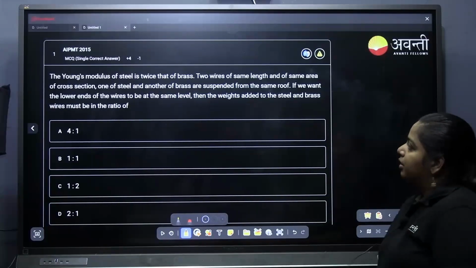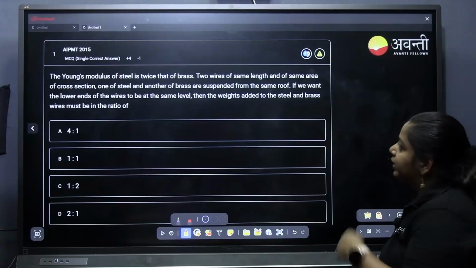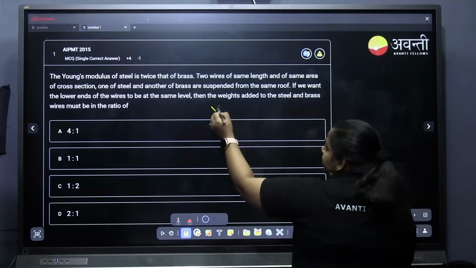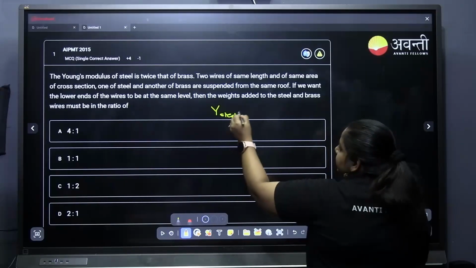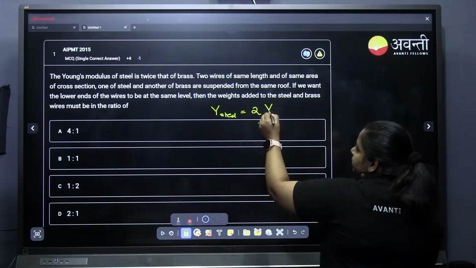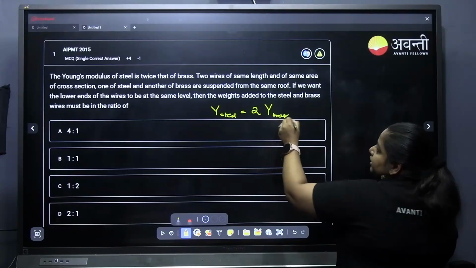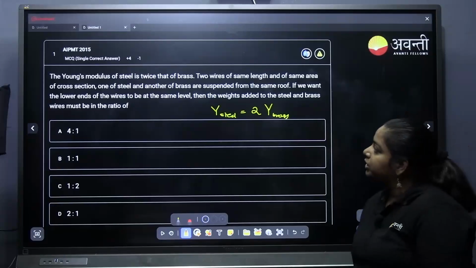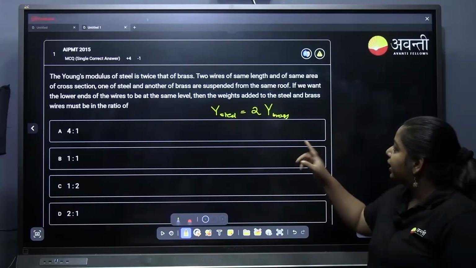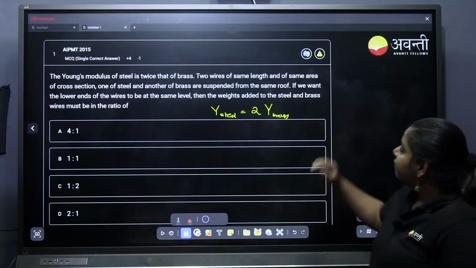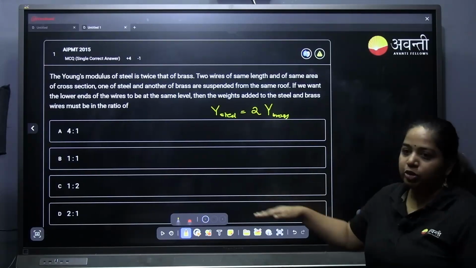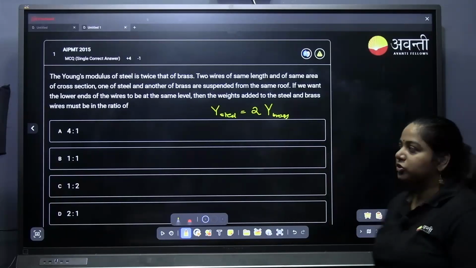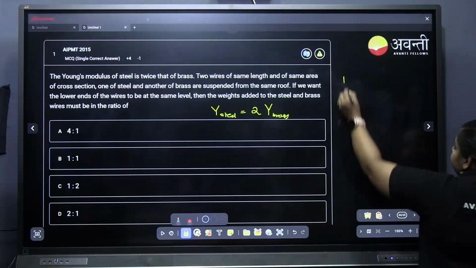This one: Young's modulus of steel is twice that of brass. So Young's modulus of steel equal to 2 times Young's modulus of brass. Two wires of same length, same area of cross section, of steel and brass are suspended from the roof. We want the lower ends of the wires to be at the same level, then the weights added to the steel and brass should be of the ratio of.